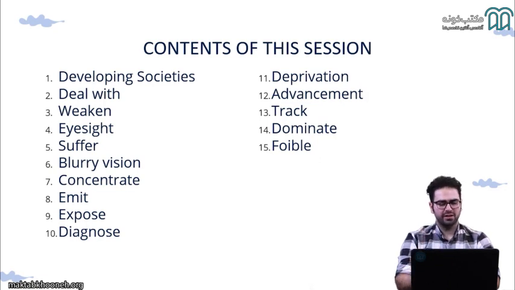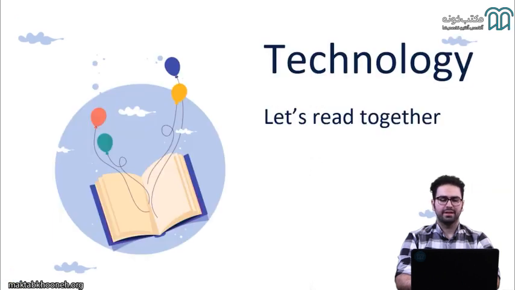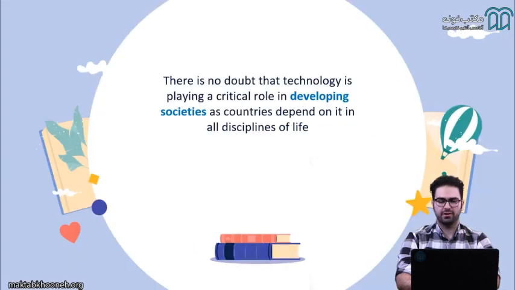6 blurry vision, 7 concentrate, 8 emit, 9 expose, 10 diagnose, deprivation is 11, 12 is advancement, 13 track, 14 dominate, and 15, the last one, is foible. Let's see what they are and let's read them in context with each other.